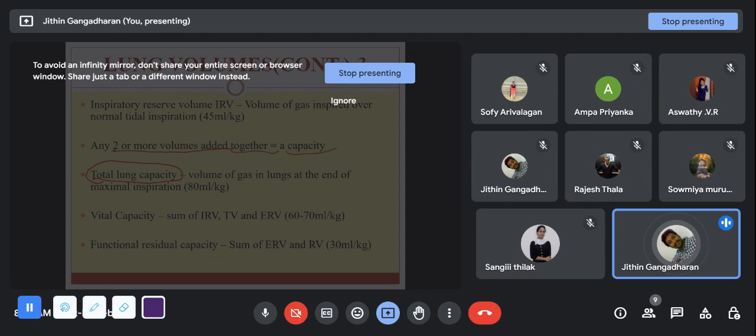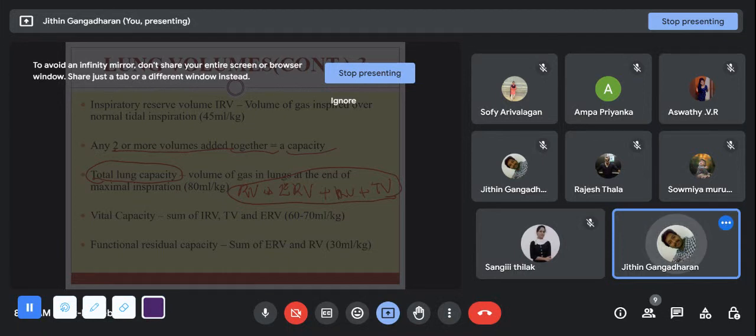So in the total lung capacity, what all things will be added? Residual volume will be there, about 1200 ml. Then your ERV will be there, plus your IRV, plus your tidal volume. When you combine all these things, you will get the total lung capacity.